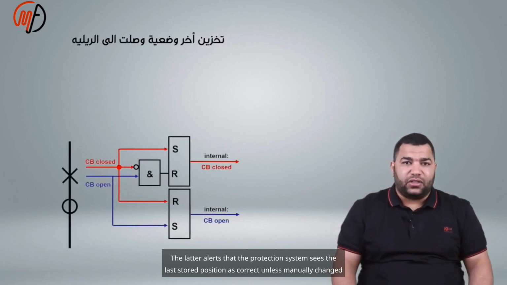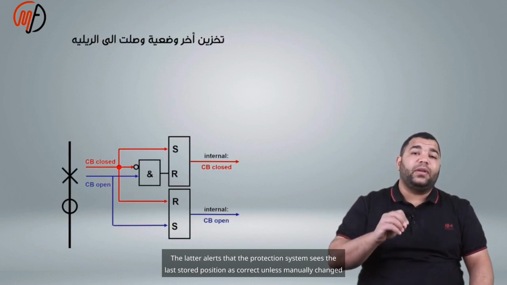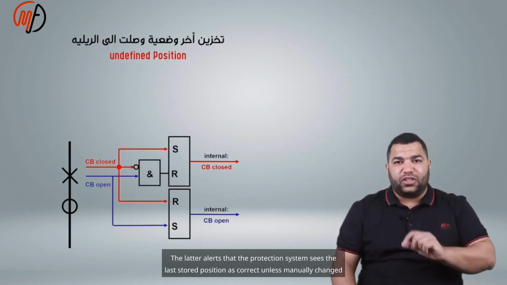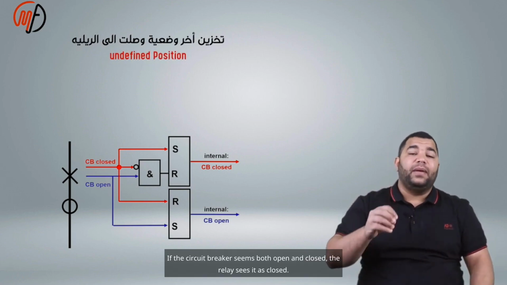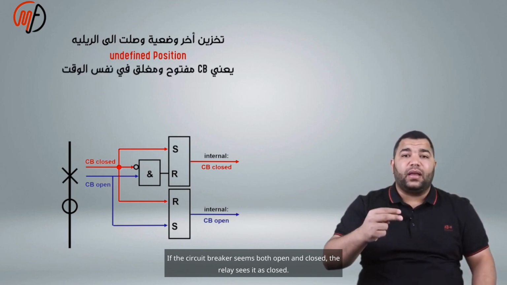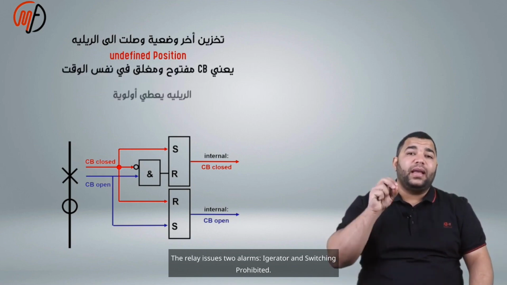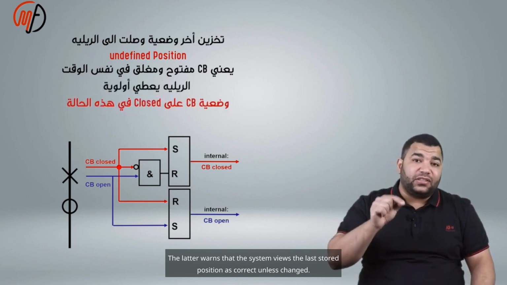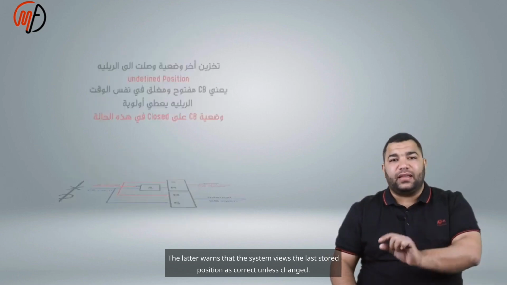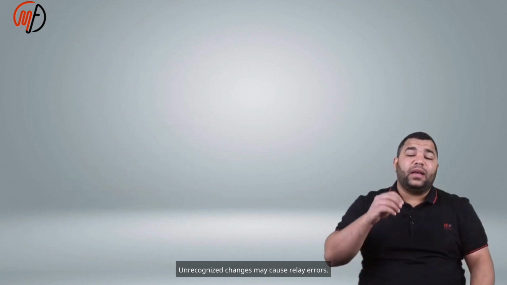The latter alerts that the protection system sees the last stored position as correct unless manually changed. If the breaker position changes, the relay may not recognize it. If the circuit breaker seems both open and closed, the relay sees it as closed. The relay issues two alarms, and switching prohibited. The latter warns that the system views the last stored position as correct unless changed. Unrecognized changes may cause relay errors.